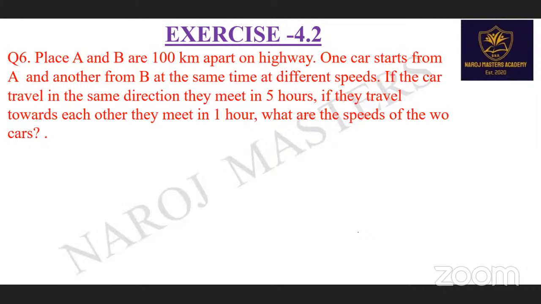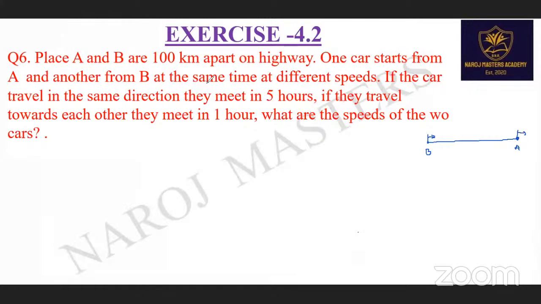Places A and B are 100 kilometers apart on a highway. One car starts from A and another from B at the same time at a different speed. If the cars travel in the same direction, they meet in 5 hours. It means, for example, let me draw this highway first. This is our highway. This is point A and this is point B.